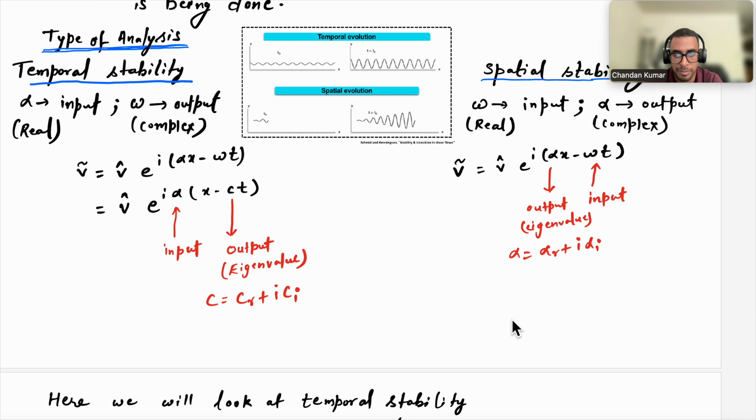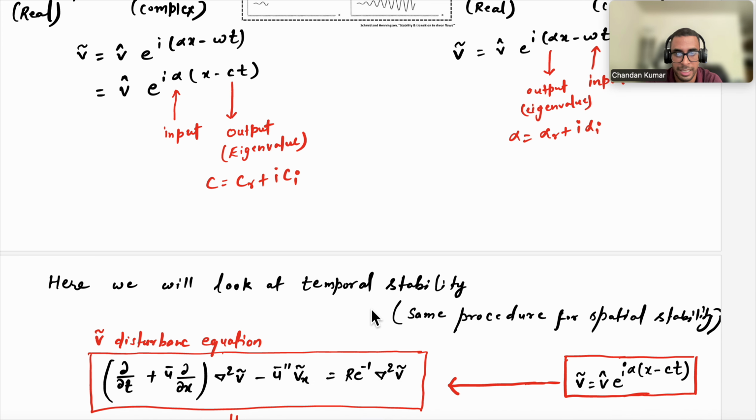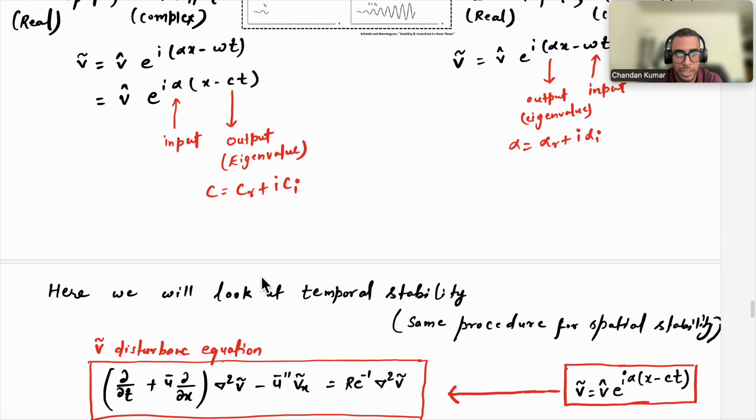Now we have all these details. Here we will look into the temporal stability, and how we are going to substitute this perturbation definition into the V disturbance equation that we are getting.